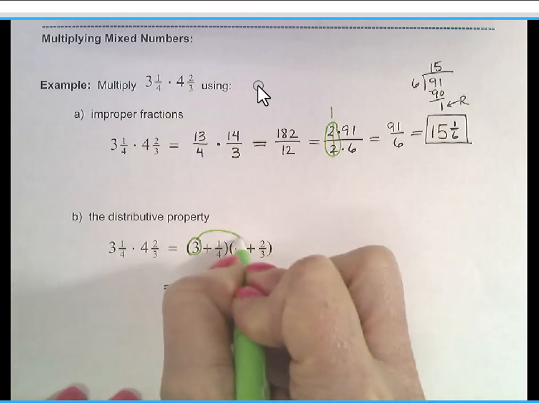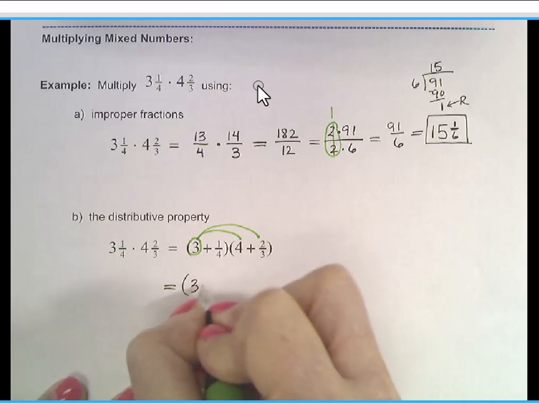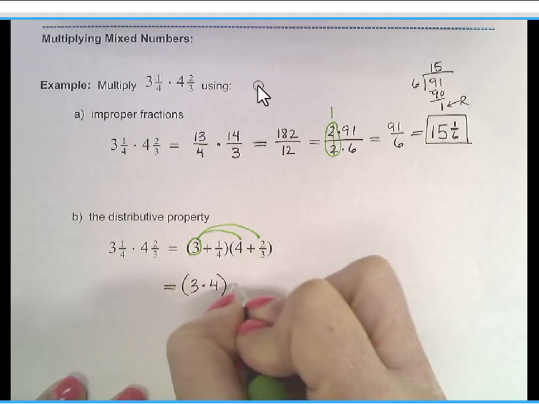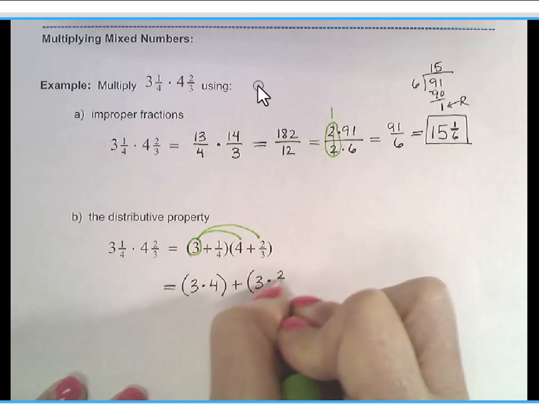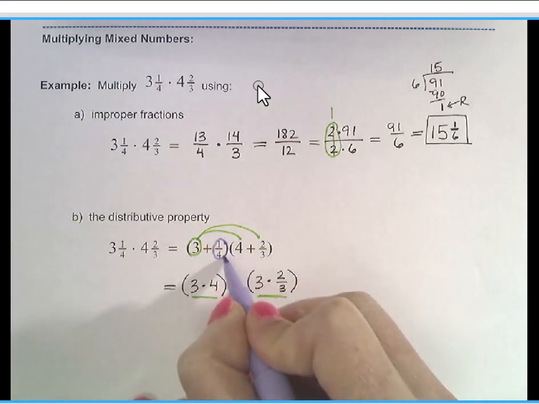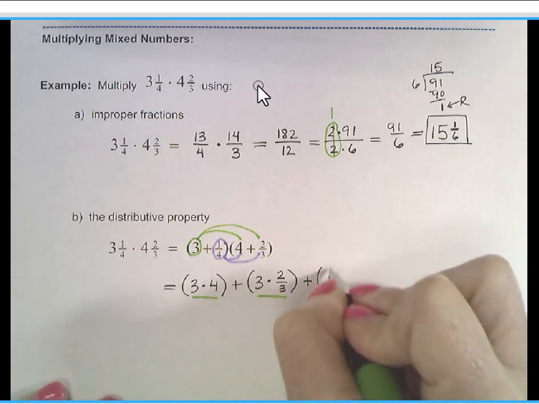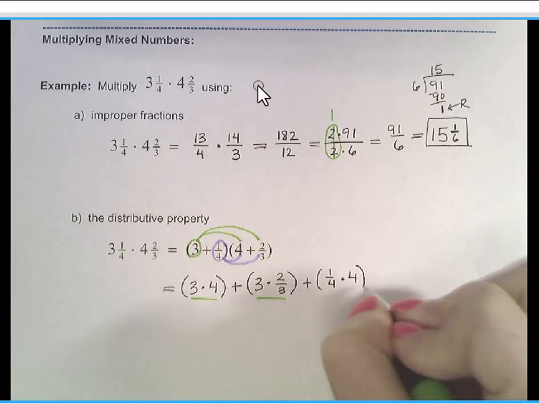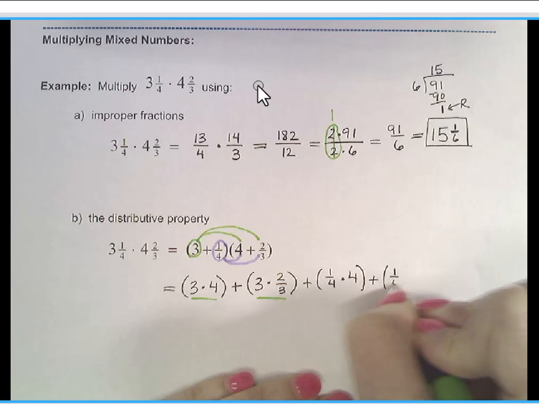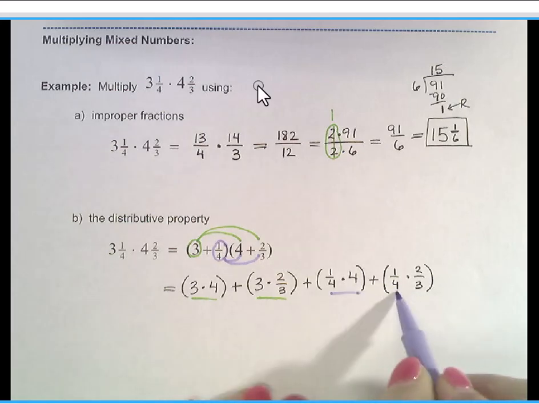So 3 times 4, and then 3 times 2/3. That's what we're going to do for this first part. So 3 times 4 plus 3 times 2/3. That's the green part, right? That's my green distributing. All right, now let me distribute my 1/4. The 1/4 is going to get distributed to the 4 and also to the 2/3. So I'm going to have 1/4 times 4, and then 1/4 times 2/3. Okay, and that's going to be my purple distributing.